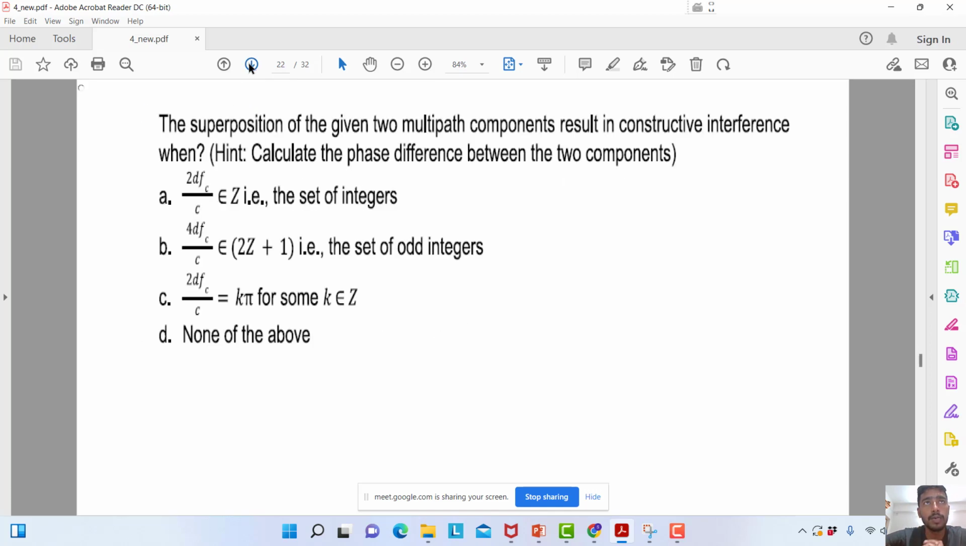Next question is also correlated. The question is: the superposition of the given two multipath components results in constructive interference. So we have to tell which condition is true. We can solve this question by using this hint. The hint is to calculate the phase difference between the two components. By calculating the phase difference, we can say which condition is true for constructive interference. So guys, take your time, try these questions.